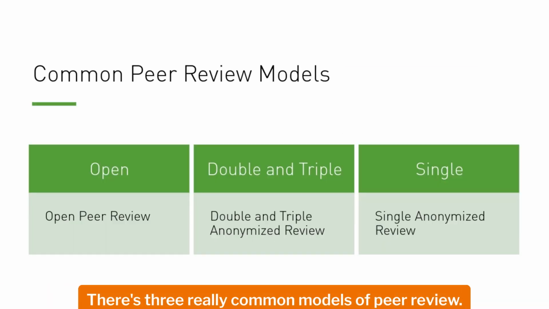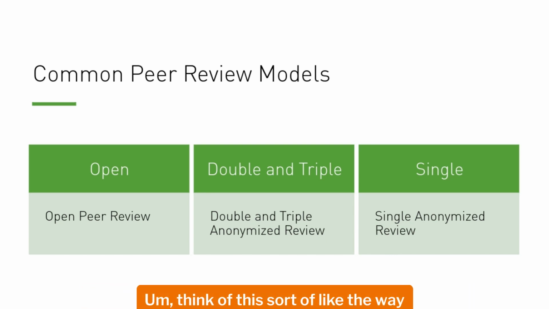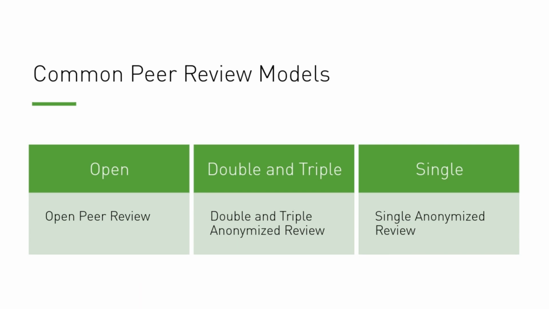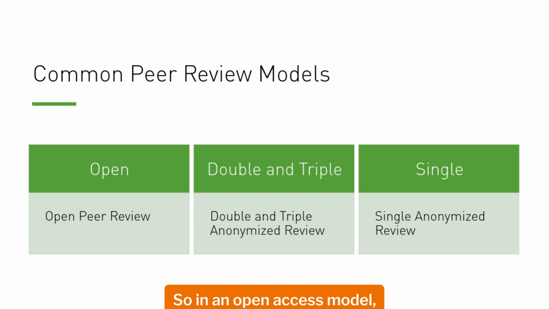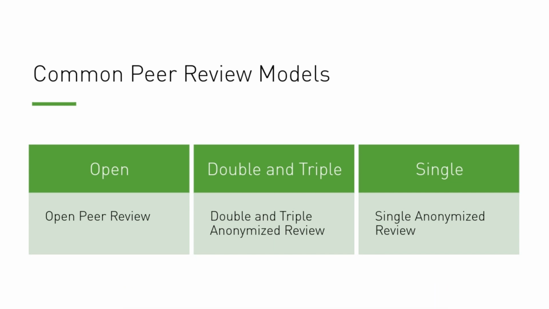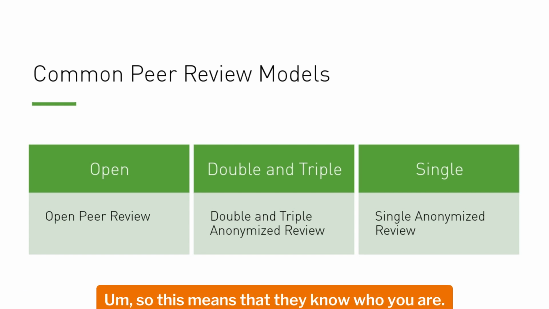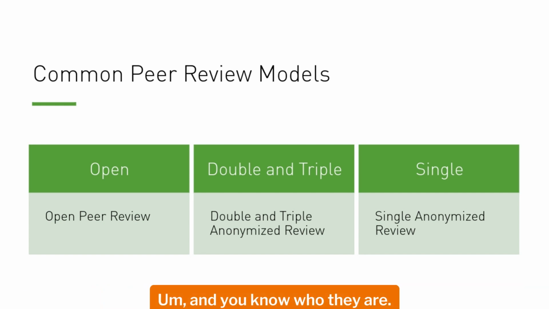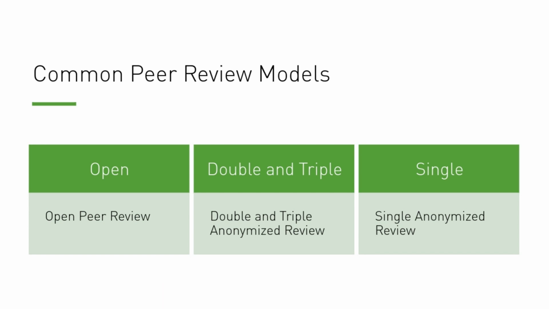Okay, there's three really common models of peer review. Think of this sort of like the way superhero identities work. So, in an open access model, everyone knows who everyone is in and outside of the costume. So this means that they know who you are, and you know who they are.